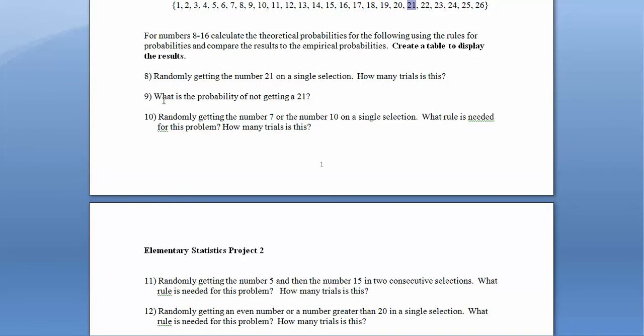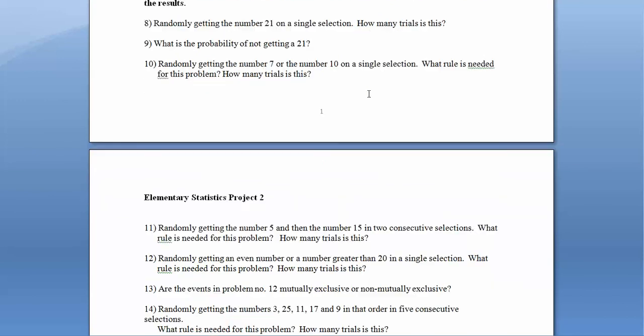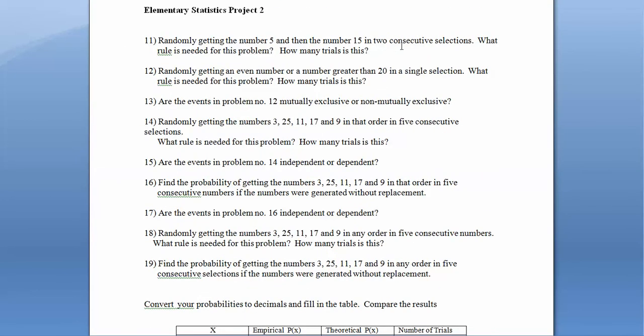Okay. And then number 9 is the complement. How many numbers up there are not a 21? What's the odds of getting a 7 or a 10? Well, we see there is a 7 in there and a 10. And again, they're mutually exclusive. Now, if we were going to use a rule, we would take the probability of 7 plus the probability of 10 and add those together. Right? How many trials is this? It's a single selection. One trial. And again, we'll continue down through doing these problems.